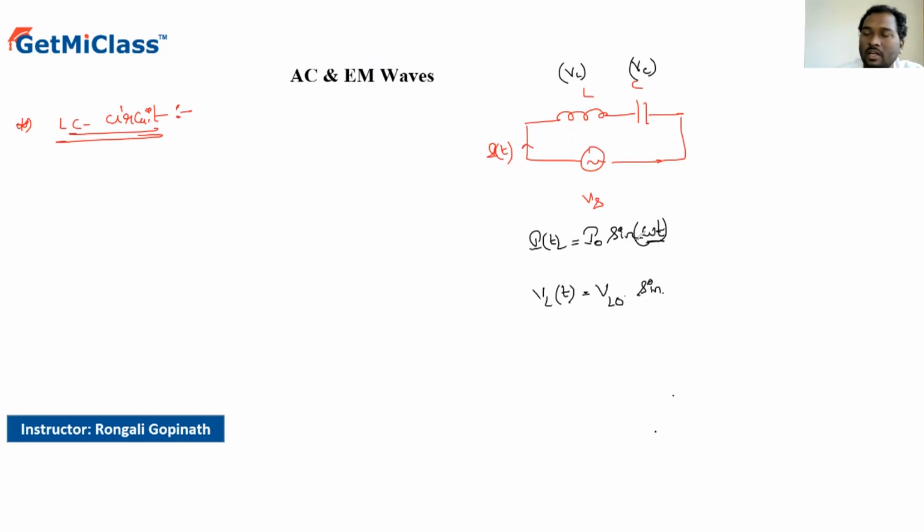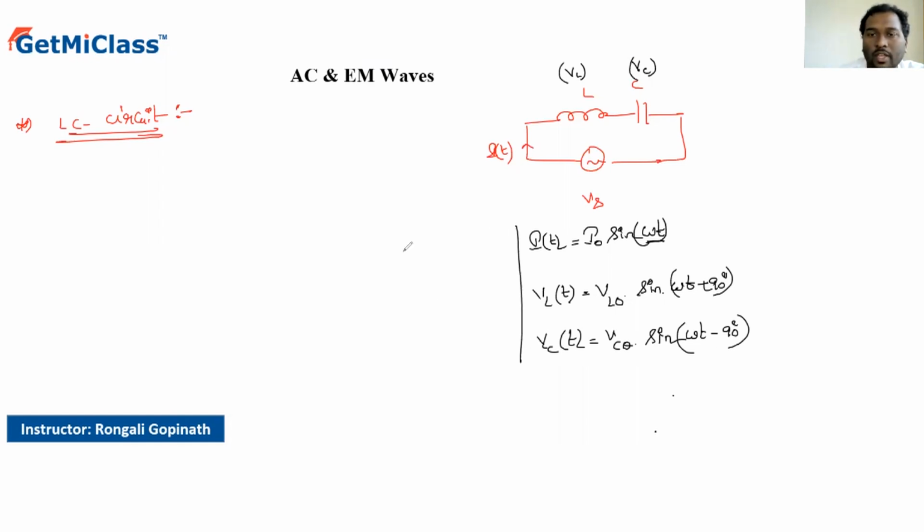So the phase of the current is omega t. So obviously the phase of the voltage of the inductor should be omega t plus 90. Similarly, voltage across the capacitor is given by VC naught into sine of omega t minus 90 degrees, because in a capacitor, the current leads the voltage by 90 degrees.